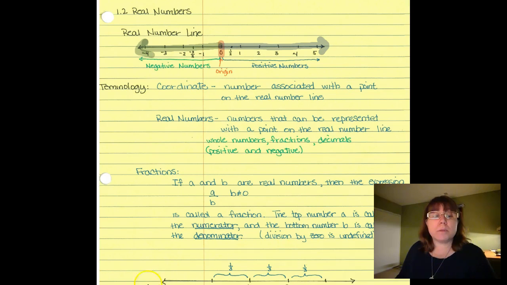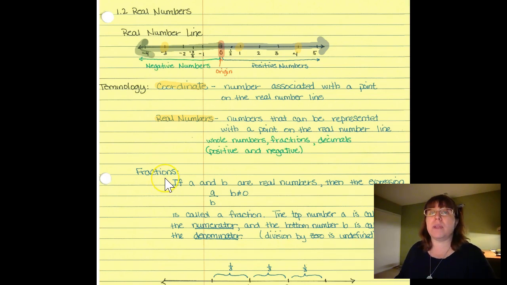Let's run through some terminology. The coordinate would be the number associated with a point on a real number line. For example, this point on the number line that I just highlighted is the coordinate of a 4. If I choose another point on my number line, the coordinate of that point would be a 1. And the coordinate of this point is a -3. Real numbers are numbers that can be expressed with a point on the real number line. That includes whole numbers, fractions, decimals, positive and negative.